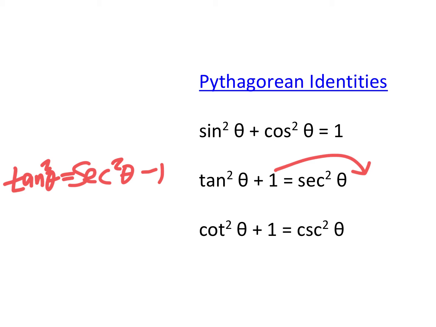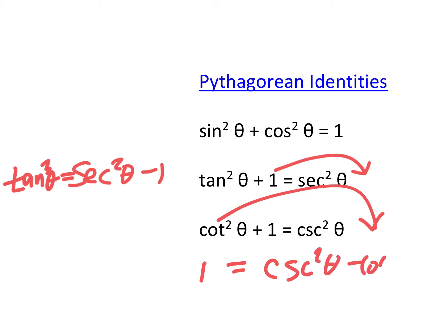All right, so anyway, I would recommend that you take this and rearrange each one in your head and go, what if I move the 1 over here? Could you also move the cotangent squared over there? Yeah, this would be 1 equals cosecant squared minus cotangent squared.